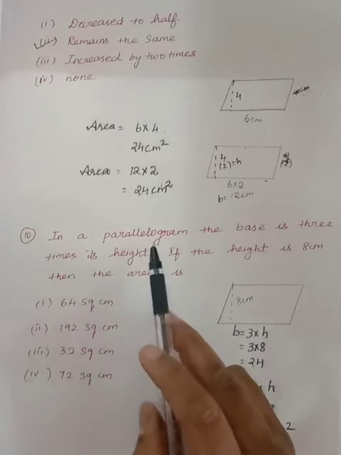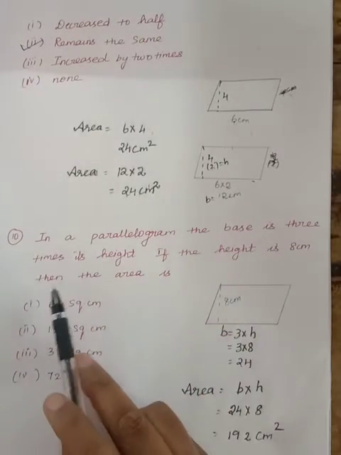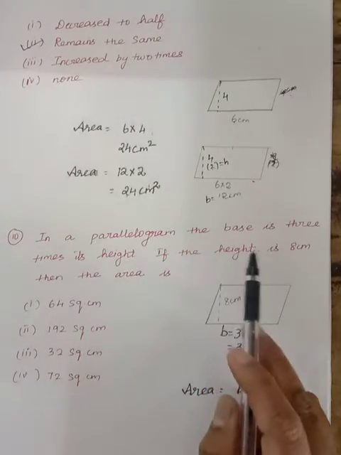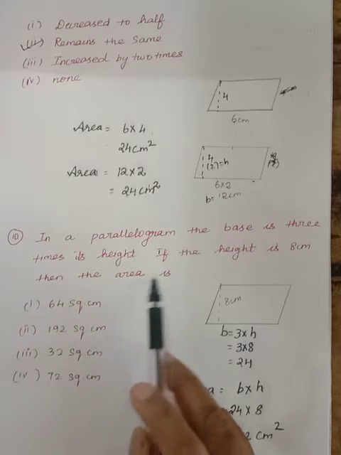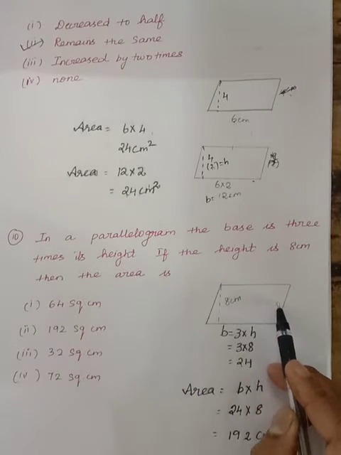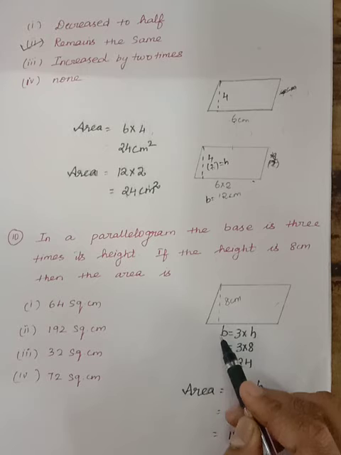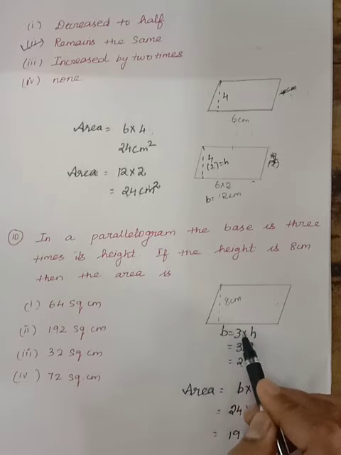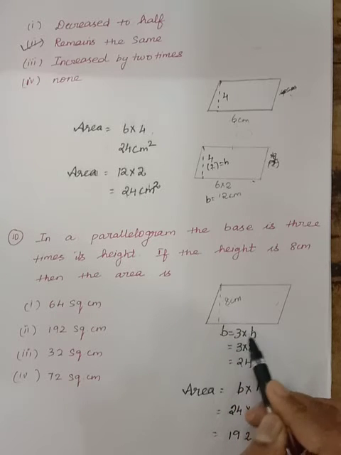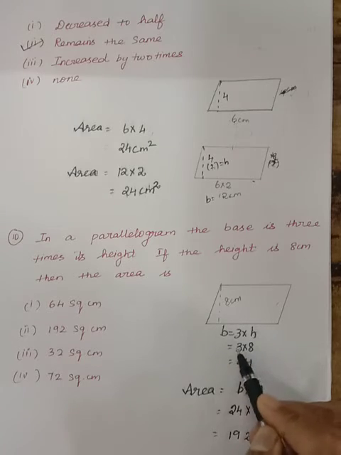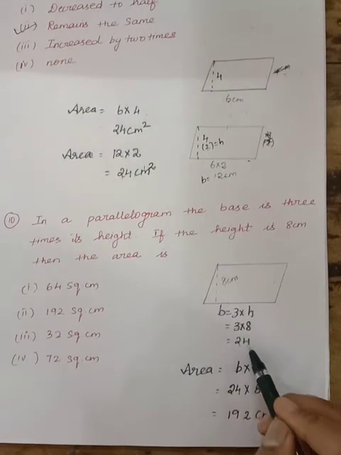10th question. In a parallelogram, the base is 3 times its height. If the height is 8 centimeter, then the area is. So this is a parallelogram. Height is given 8 centimeter. Base is given as 3 times height. 3 times height means 3 into height. 3 into height value 8. 8 3s are 24. Therefore, the value of base is 24.